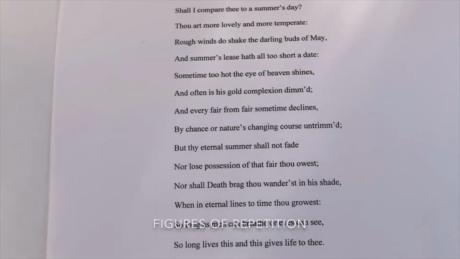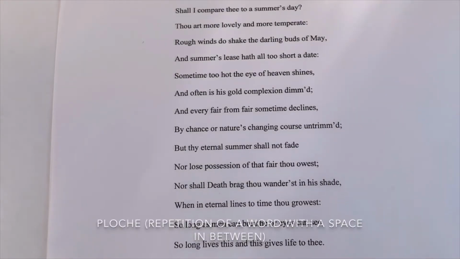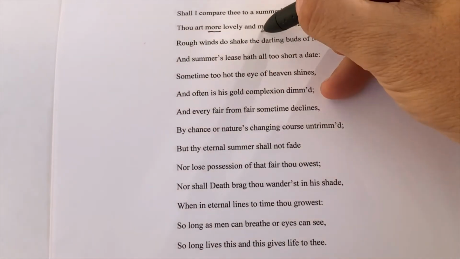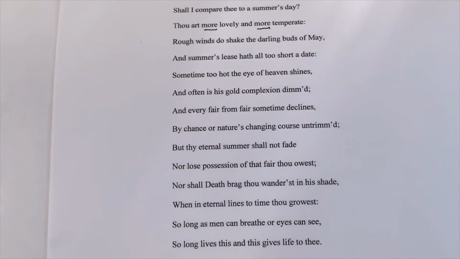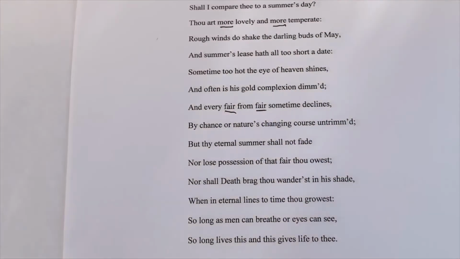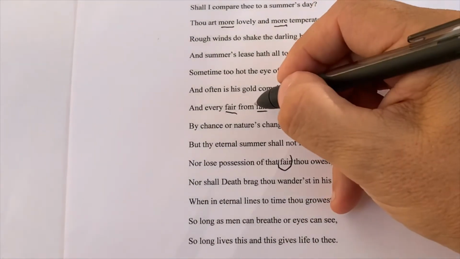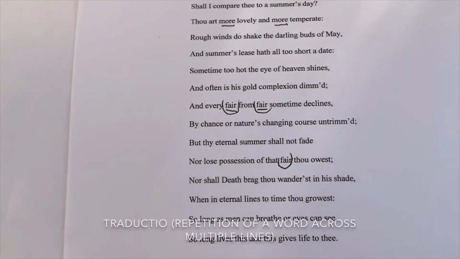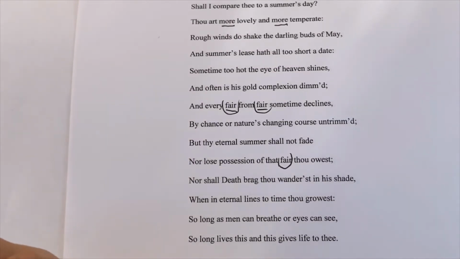Let me show you a few. These are figures of repetition. Ploke is a simple repetition of a word or phrase separated with words in between. These are real things. Shakespeare knew these things. More and more. Another example of ploke, fair and fair. Now, if you add the fair on line 10, then this fair and this fair and this fair become traductio, and traductio is where you repeat words across multiple lines.